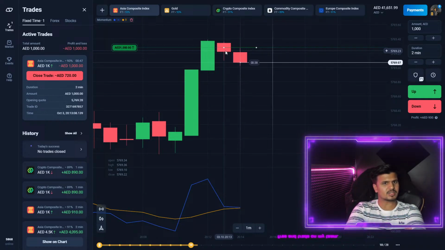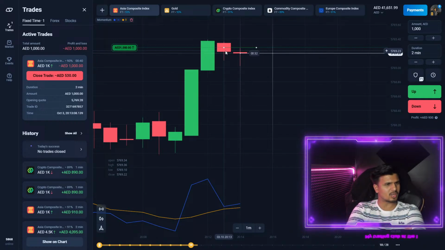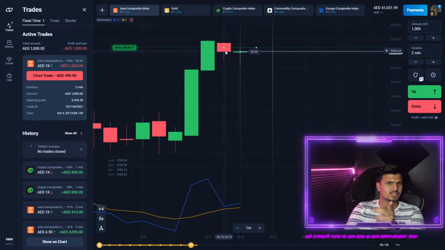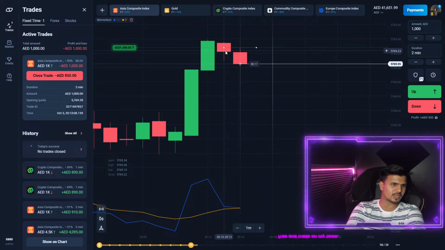But here the Japanese candlestick turned back to the downside. So there are like 70% chances of a loss and 30% of profit. But if this Japanese candlestick turns back to the upper side, if it's upward, then there is like 90% chance of profit and 10% chance of loss. Well, it's coming to the downside, so let's wait for the next trade.